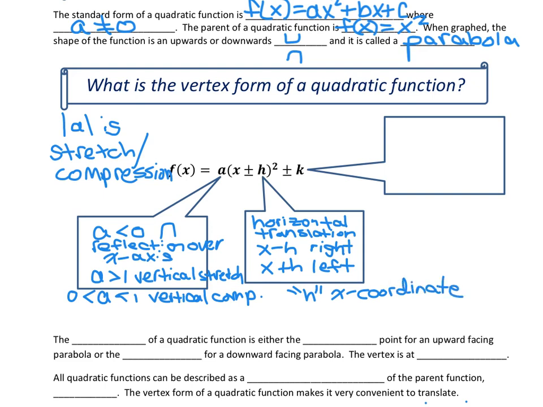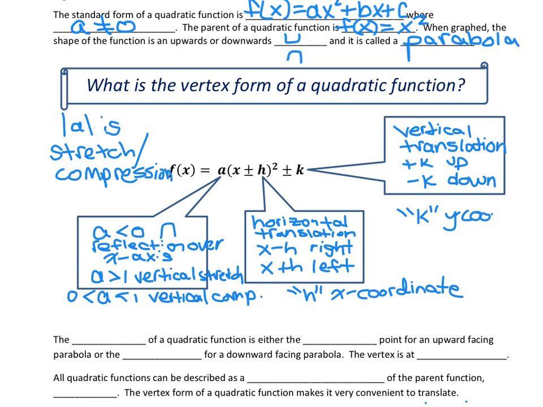And finally, k is our vertical translation. And if we add a number, then we're going up. So plus k is up, minus k is down, and of course k is the y coordinate of our vertex. So I'll just put here the vertex is h comma k.